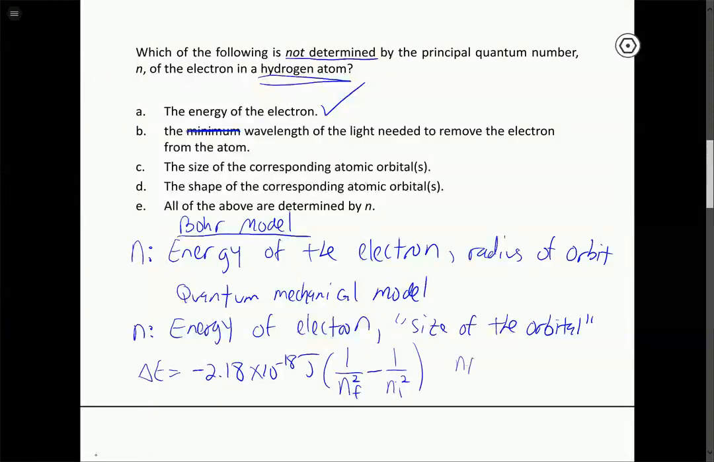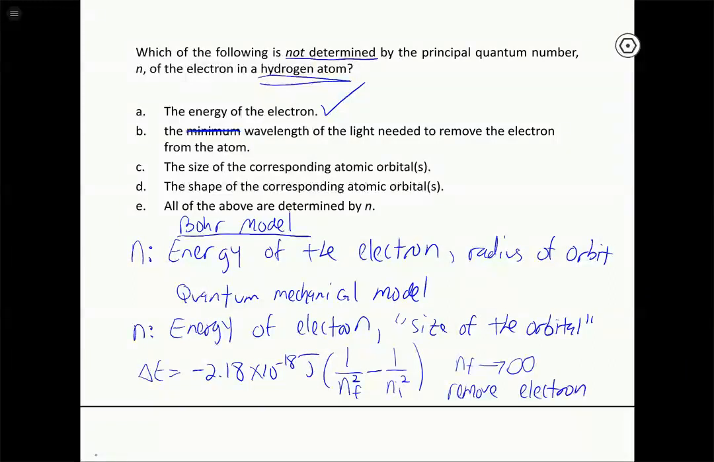And if nf goes to infinity, in other words, we get to an infinitely high value for this final n, what that means is that we're removing an electron completely. And so if we want to know the energy of the photon, or the corresponding wavelength of the photon to remove an electron, this one goes to infinity, but then we need to know what the initial value is that we're starting with.